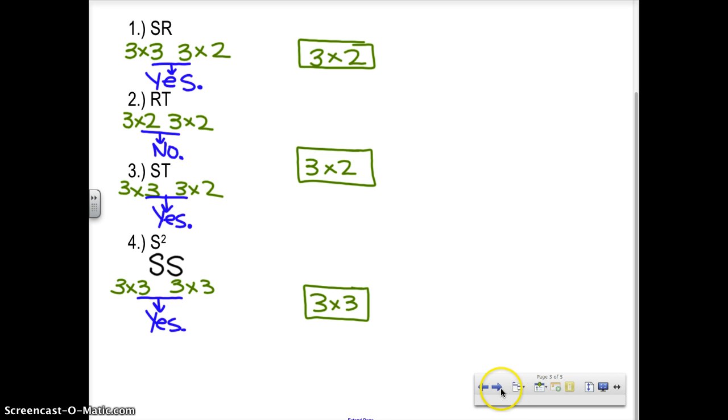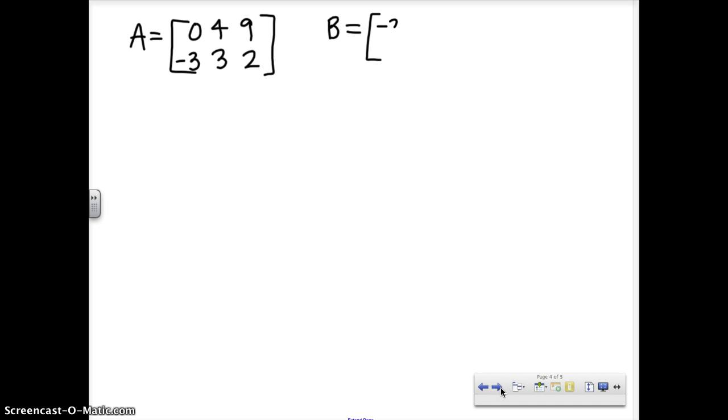Okay? So now how do we actually multiply these things? That's what we need to talk about. Okay? Let's look at an example. I'm going to give you 2 matrices that can be multiplied. Okay? A is a matrix 0, 4, 9, negative 3, 3, 2. Okay? B is a matrix negative 2, 1, and 2, 3.